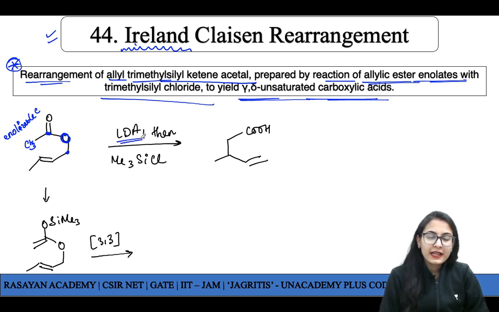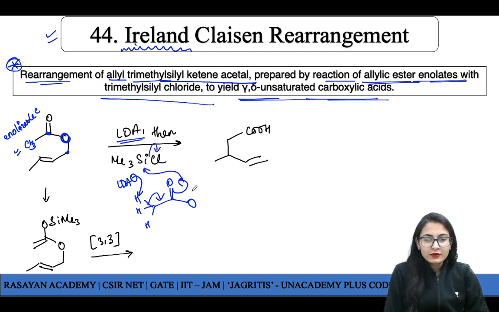So in the presence of LDA, which proton is going to be removed? Definitely the enolizable alpha proton. So that alpha proton got removed, and LDA can remove any of these protons, and then it would give you an enolate. Enolate is going to attack over silicon, Cl gets removed and the enolate is fixed over there. So this is how your enolate gets fixed right over here.